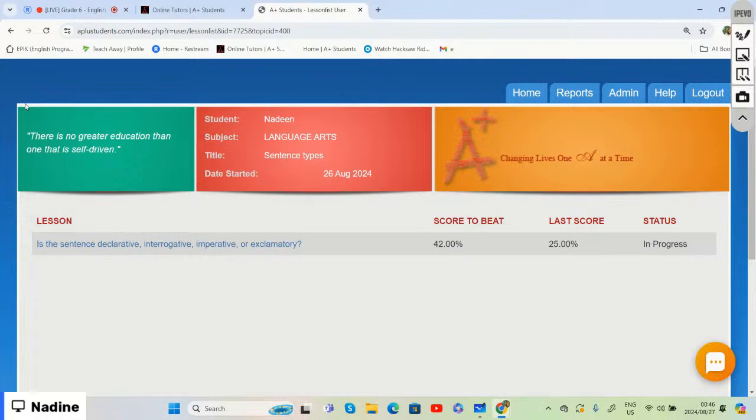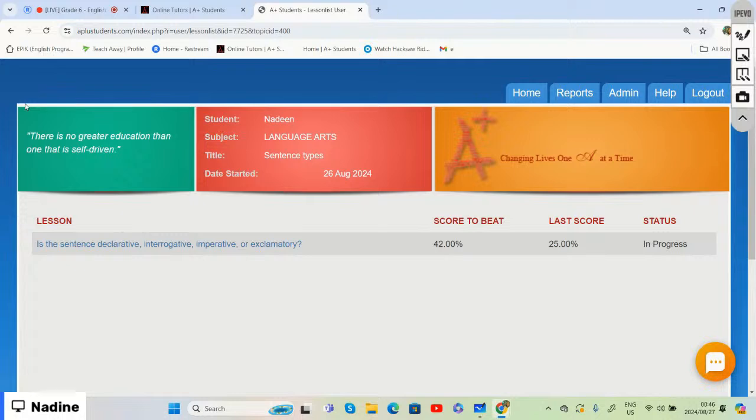It ends with an exclamation point if it shows strong feelings. And we have an exclamatory sentence that ends with an exclamation point, and it is a statement, but you show strong feeling or excitement and so on. So these are four different kinds of sentences. We call them sentence types.